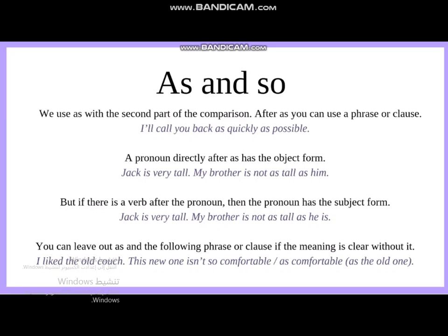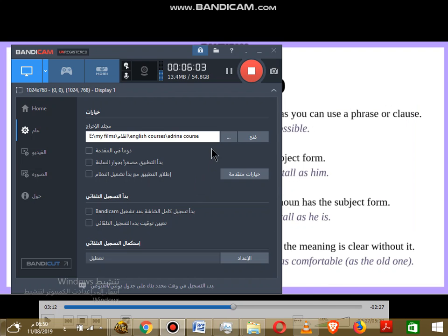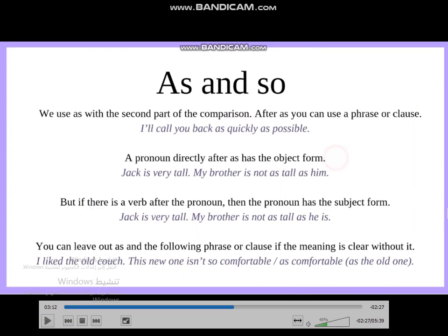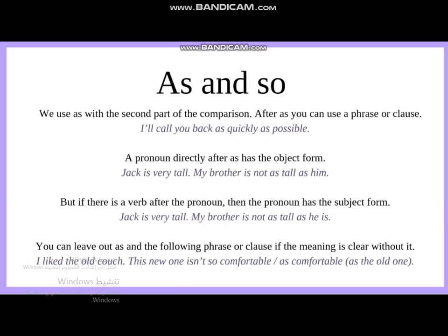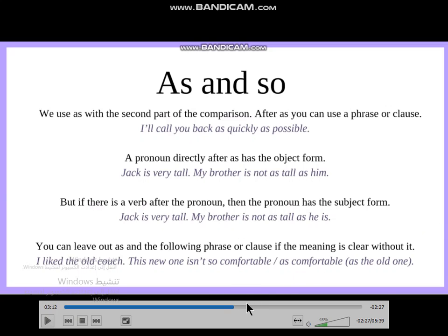You can leave out as in the following phrasal clauses. The meaning is clear without it. I like the old couch. The new one isn't so comfortable as the old one. Okay, that is the use of as and so when we are talking about negative statements.